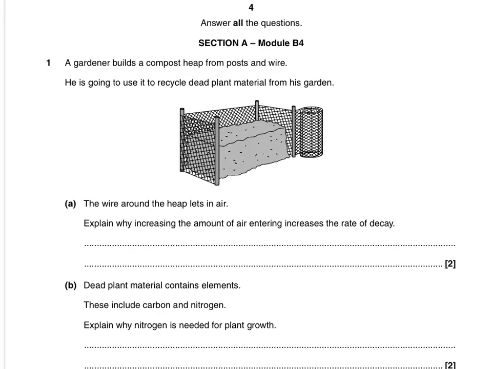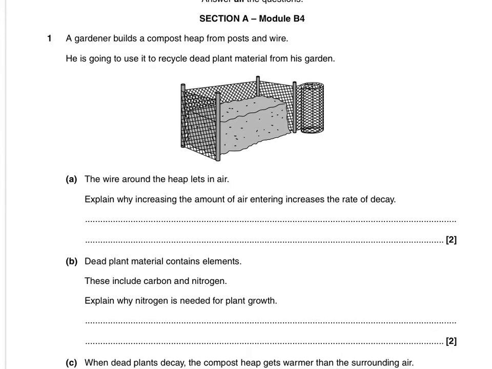So, a gardener builds a compost heap from posts and wire. He's going to use it to recycle dead plant materials from his garden. The wire around the heap lets in air. Explain why increasing the amount of air entering the heap increases the rate of decay. So straight away, we're straight in with the topic, which is decay, and we should be thinking, why does increasing the amount of air increase the rate of decay?